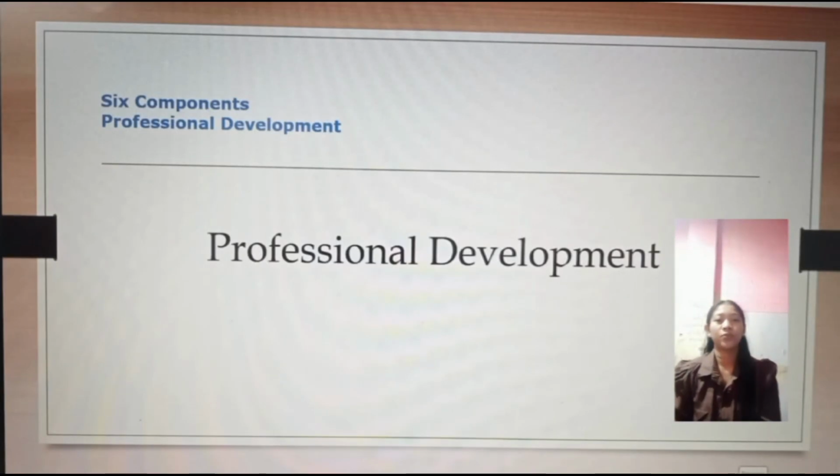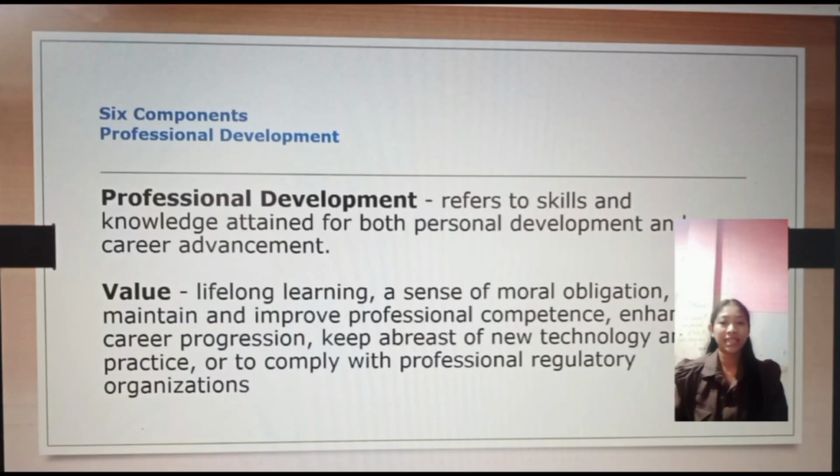Next, our topic is professional development. Professional development refers to the skills and knowledge one gains for both personal growth and career advancement. Example, a software engineer taking an online course to learn a new programming language to improve their coding skills and increase their value to their company.